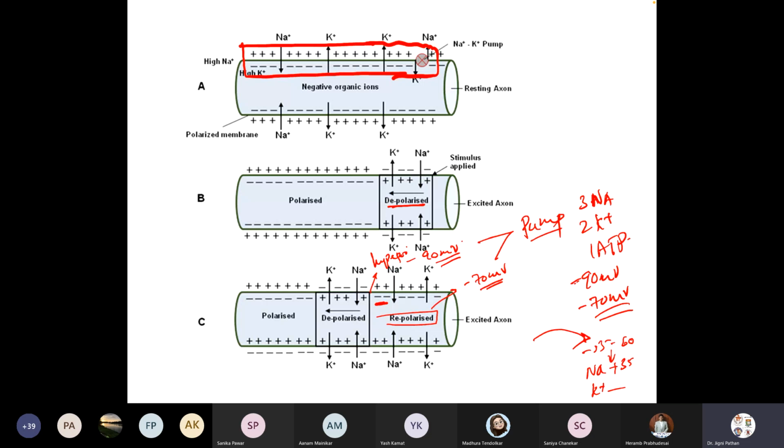Got the point? Any difficulties? Very easy. Come on, quick. Have you all gone through it?